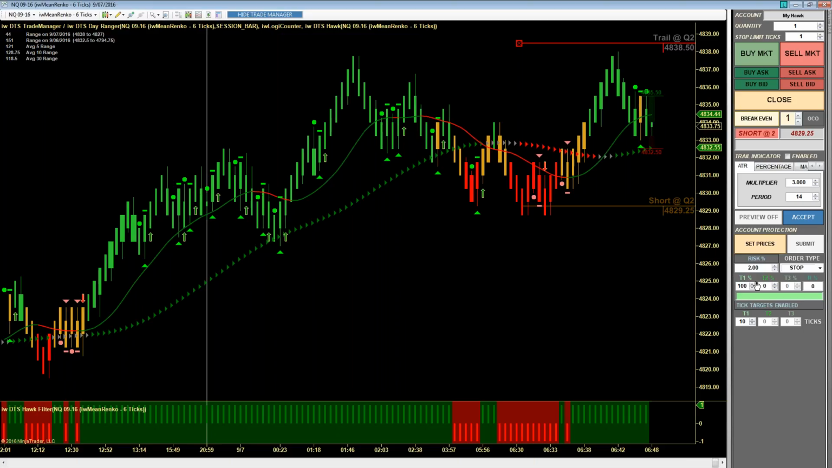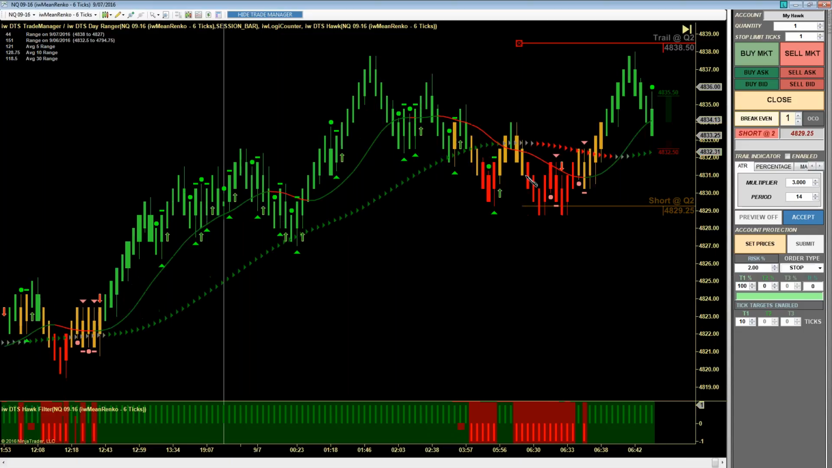The beauty of a tool like the Trade Manager is that it really does allow you to run a reasonable stop. You're no longer strangling your trades.